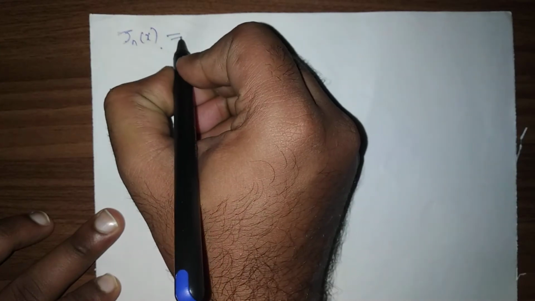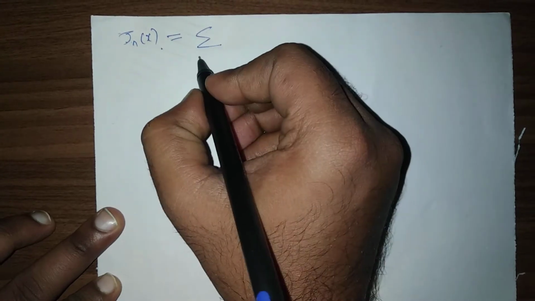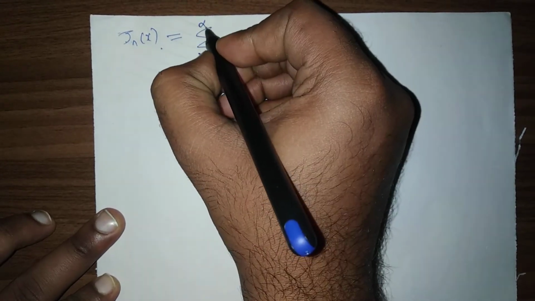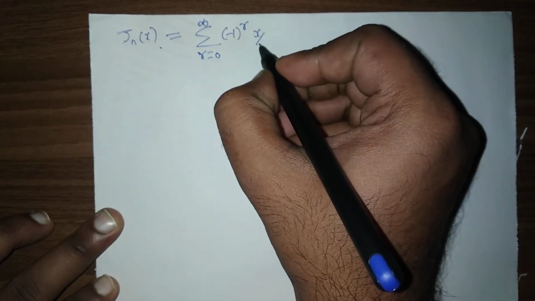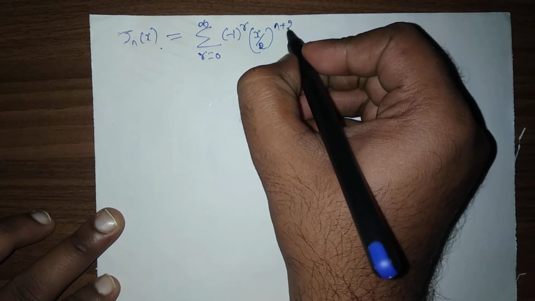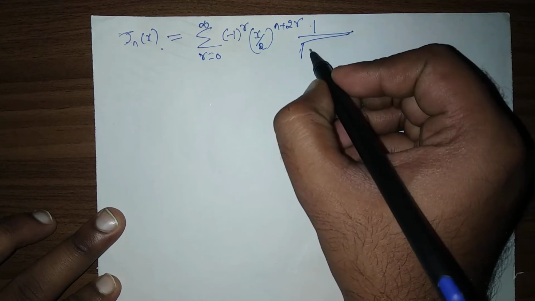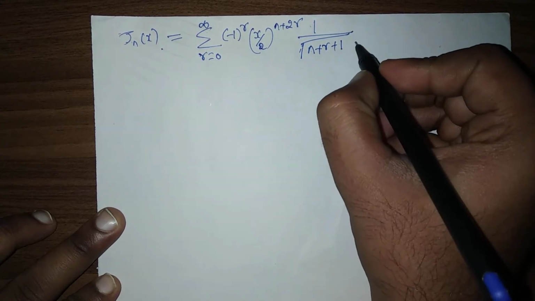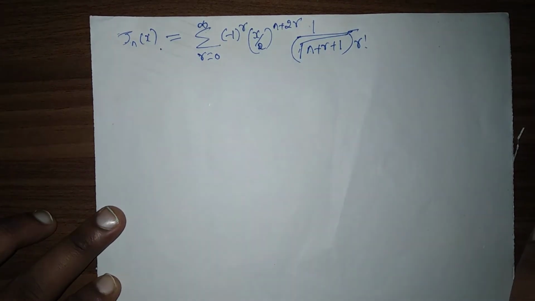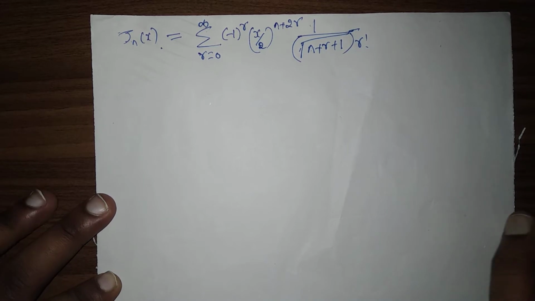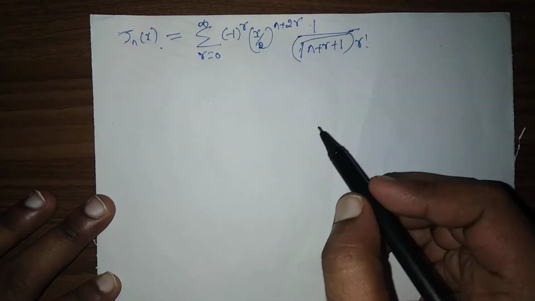So you know that Jn of x is given by the formula summation r varies from 0 to infinity, minus 1 to the power of r into x by 2 to the power of n plus 2r into 1 divided by gamma of n plus r plus 1 into r factorial. Remember, r factorial is outside of the gamma function, not inside. So now based on this Jn of x, we can discuss some properties.